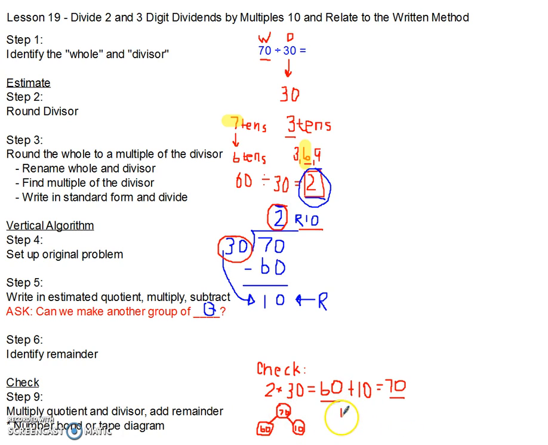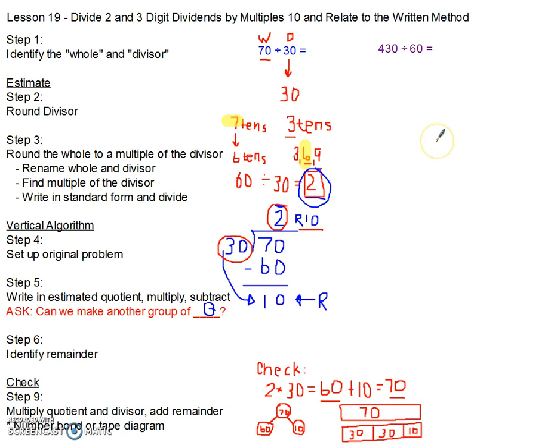Or we could also do a tape diagram comparing it against our original whole, 70, and then underneath we can show what we did to 70 to get our answer. And we had 2 30s, and then our remainder of 10. And we can see that 30, 30, and 10 is equal to 70.